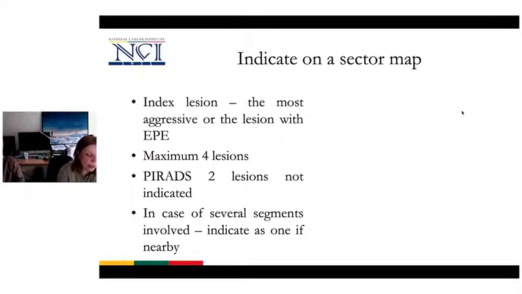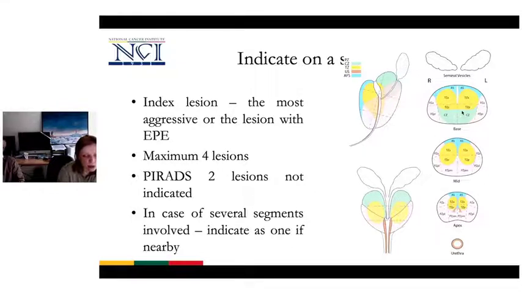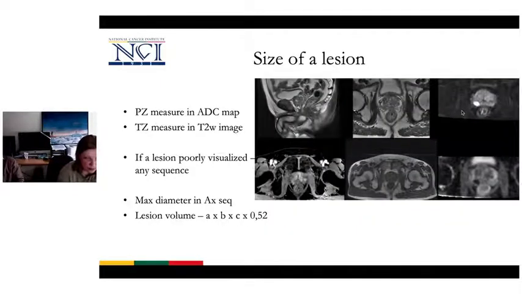So how do we indicate on the sector map? Of course, at first we measure and we indicate the index lesion, so the most aggressive lesion. The most aggressive is the biggest, or with lowest ADC, or with extracapsular extension. And maximum we indicate 4 lesions on PI-RADS version, as it recommends.